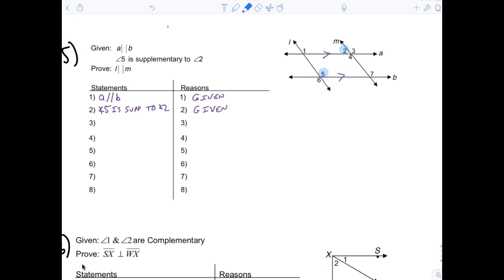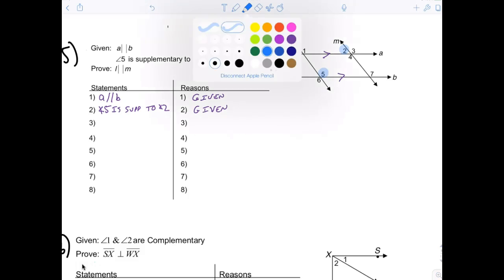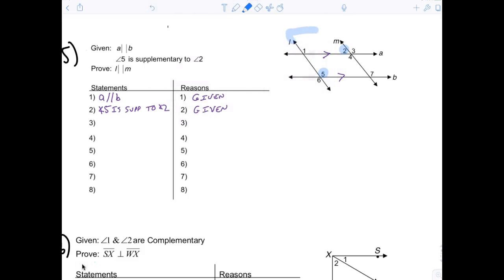And I'm trying to prove what? I'm trying to prove that L and M are parallel. Does everybody agree with that? As soon as they start to tell me about supplementary, I might try to do something with supplementary, right? Can anybody tell me what they did as far as the next one goes? Tell me, go.